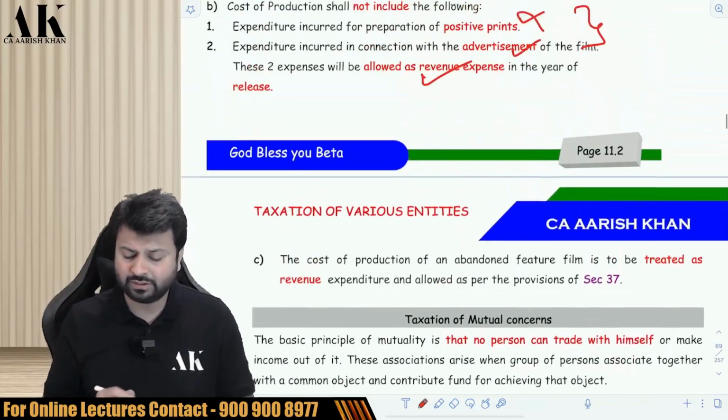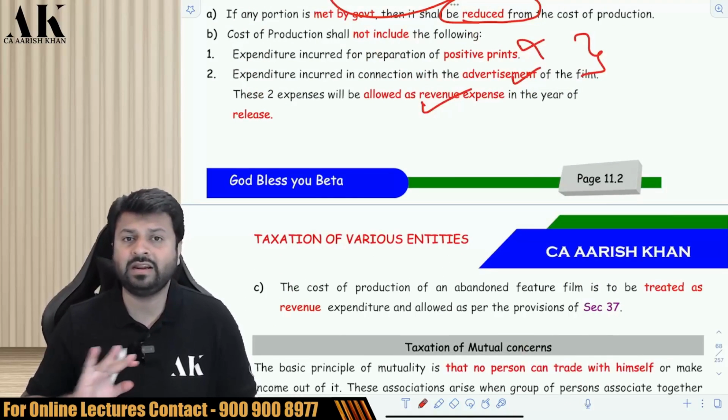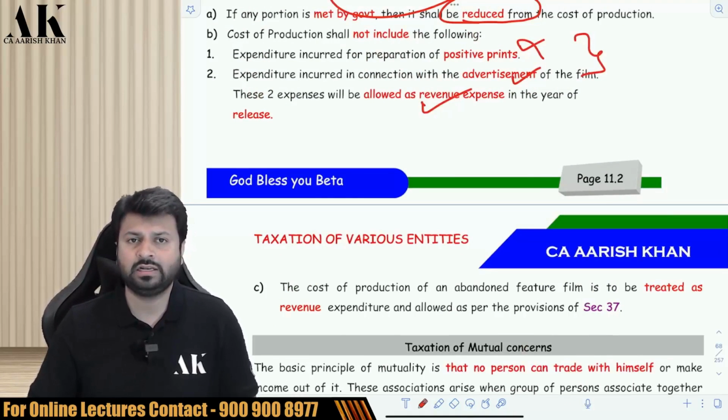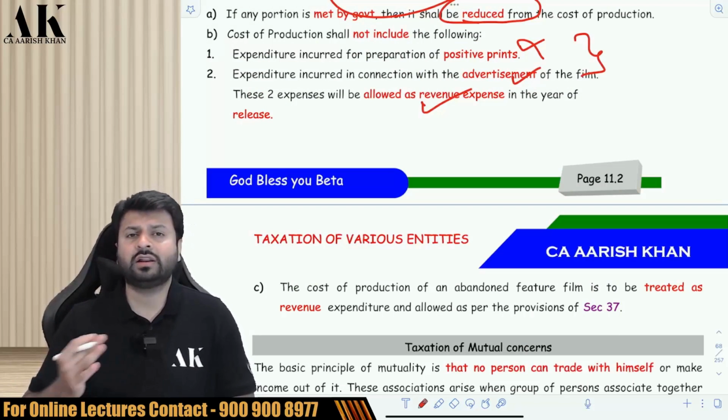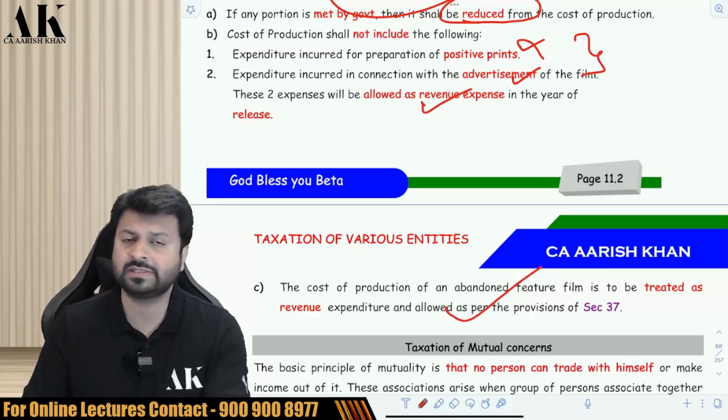Okay. Last but not least, suppose the film is completely made, and the censor board has abandoned the film. They have said that this cannot be released because of some reason. So then in that case, what will happen? If the film is not able to release, will I get the deduction of the expenses? The CBDT says that yes, you will get the deduction of the expenses under section 37.